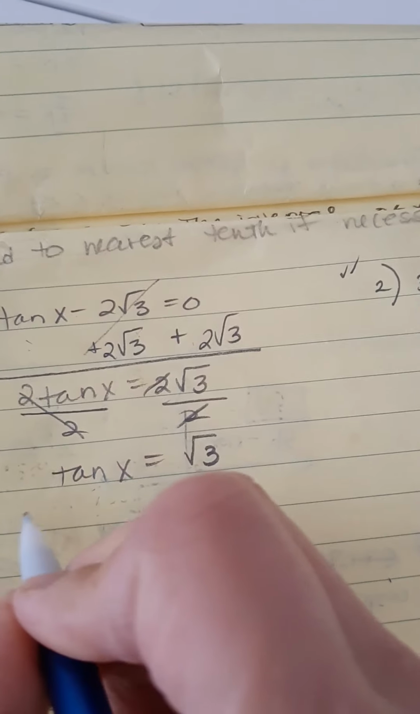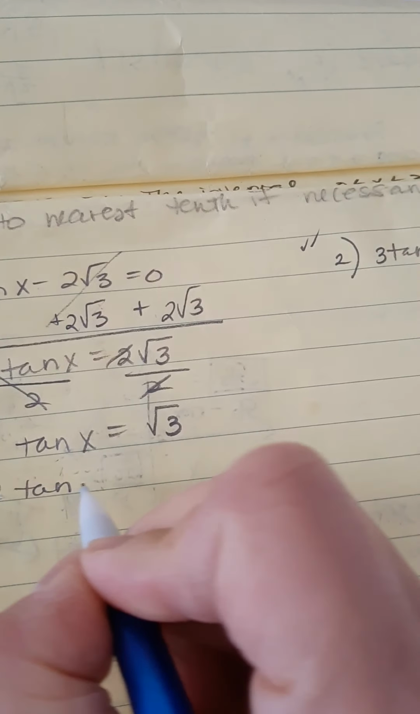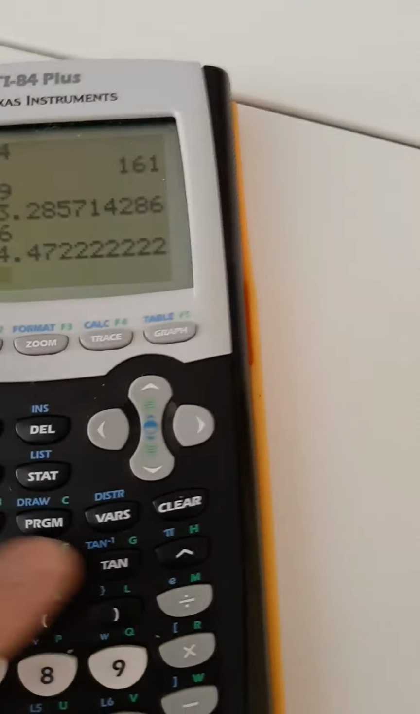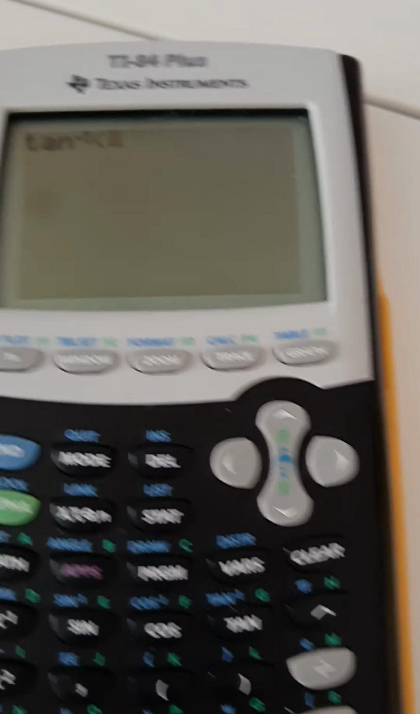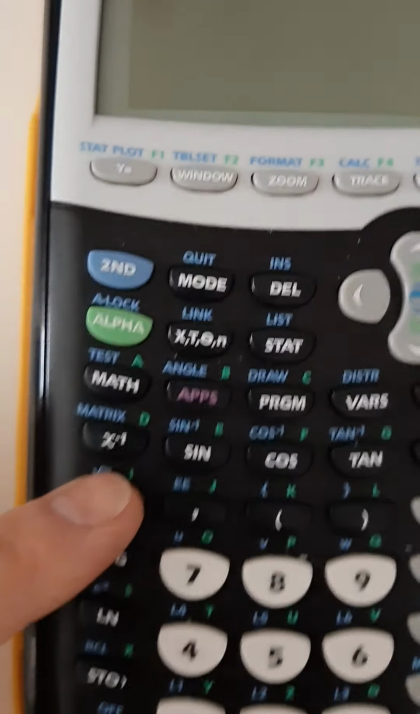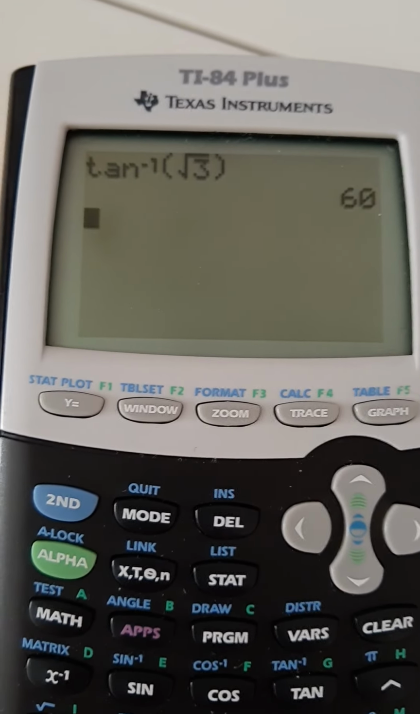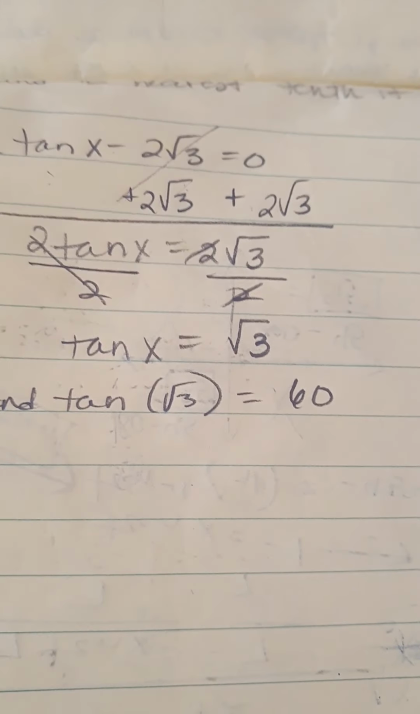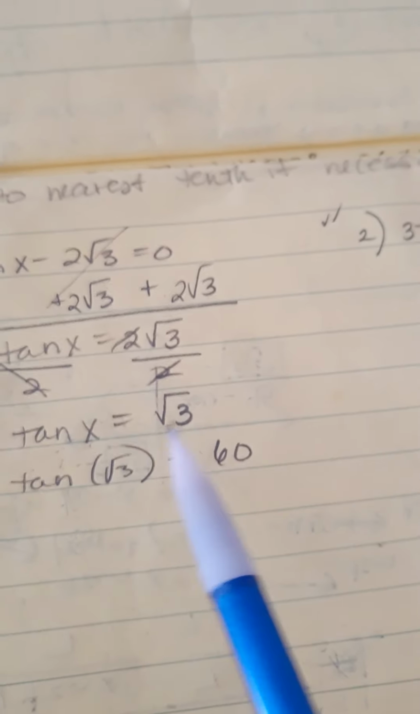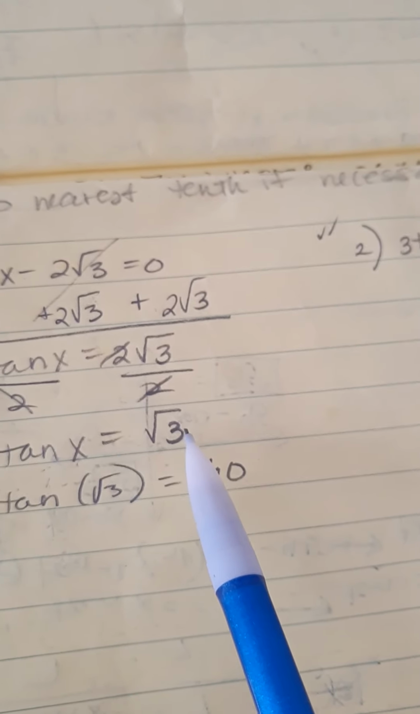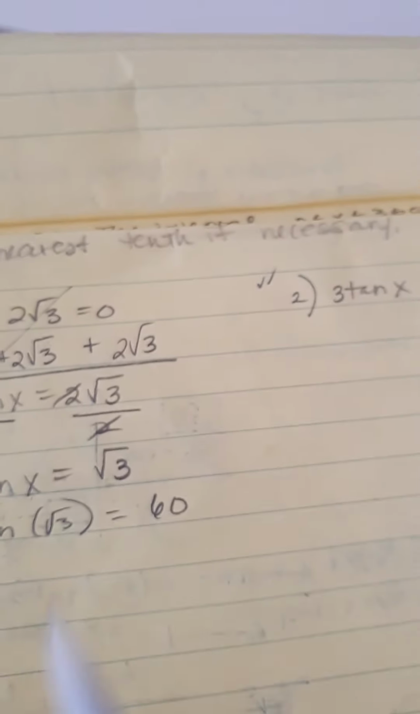The function's isolated, so in your calculator you're going to hit second tangent radical 3. In the calc, hit second tan, second tan radical 3, second x squared, and that gives me 60 degrees. So the angle is 60 degrees, and you can check that by typing in tangent of 60, and that'll give you that 1.7-ish number. It won't give you radical 3, but you did that correctly.